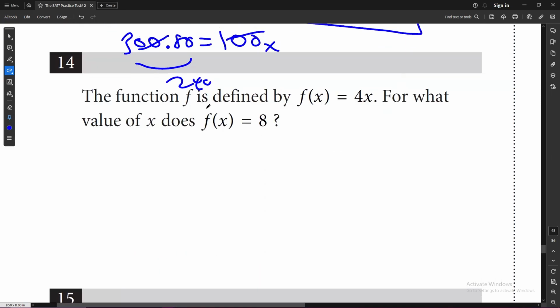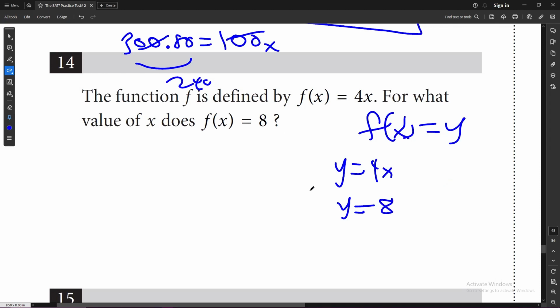The function f is defined by f of x equals 4x. For what value of x does f of x equal 8? So f of x is also known as y. We can call this y because in a graph, when we have a graph called f of x, our y values, which are over here, actually represent our f of x. All right, so I can say y is equal to 4x, and for what value y is equal to 8. So it actually makes this a two equation question and we just solve for it.